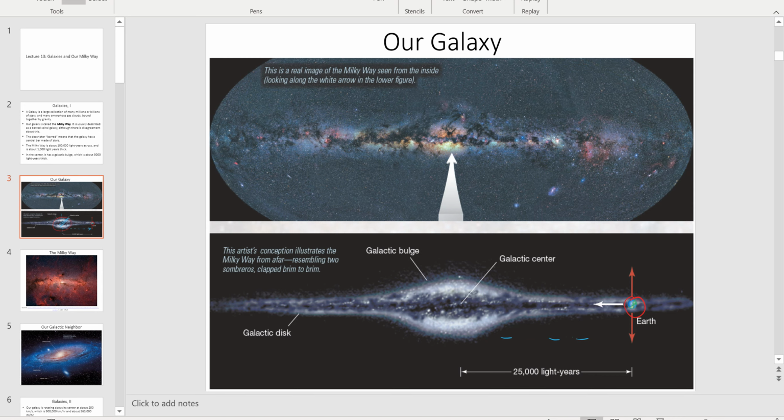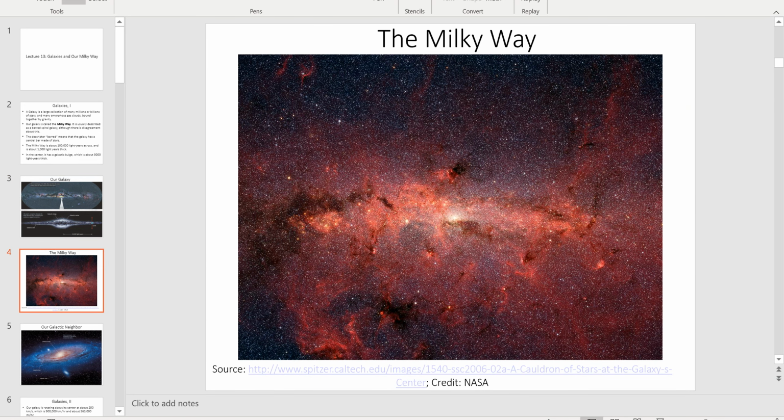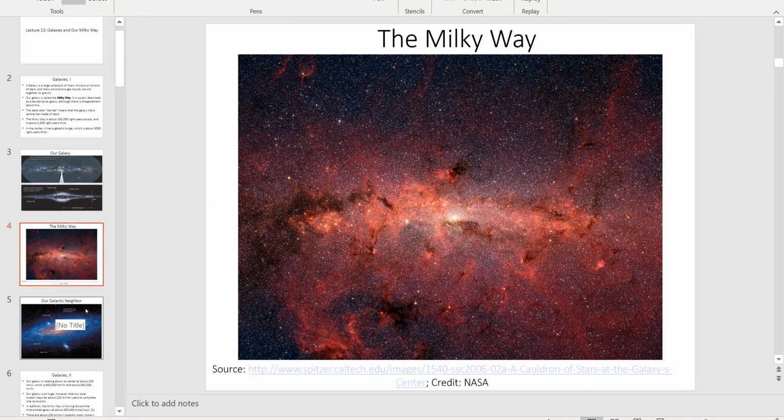Excuse me while I just erase this so I don't mar my own slides. This is another picture of the Milky Way galaxy from Earth, obviously, that I wanted to show you just because I think it's a really beautiful picture.